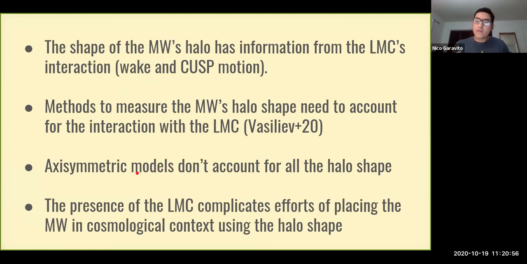Axisymmetric models don't account for all the halo shape response. So we need to think about how to really quantify this. And we are proposing using basis function expansion. And the presence of the LMC really complicates the effort to place the Milky Way in a cosmological context using halo shape measurements. So we need to really think about how to do that comparison carefully.